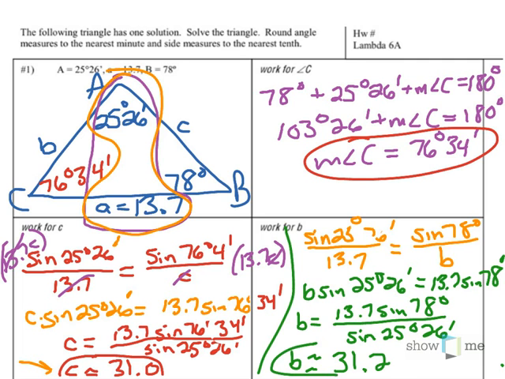Quick check for your answers: just see if they seem reasonable. Opposite the smallest angle should be the smallest side. Opposite the biggest angle should be the biggest side. 25 degrees is the smallest. Opposite it is the smallest side of 13.7. Opposite 76 is bigger than that, with 31. Opposite 78 is bigger than that still, 31.2. So the answer seems reasonable.